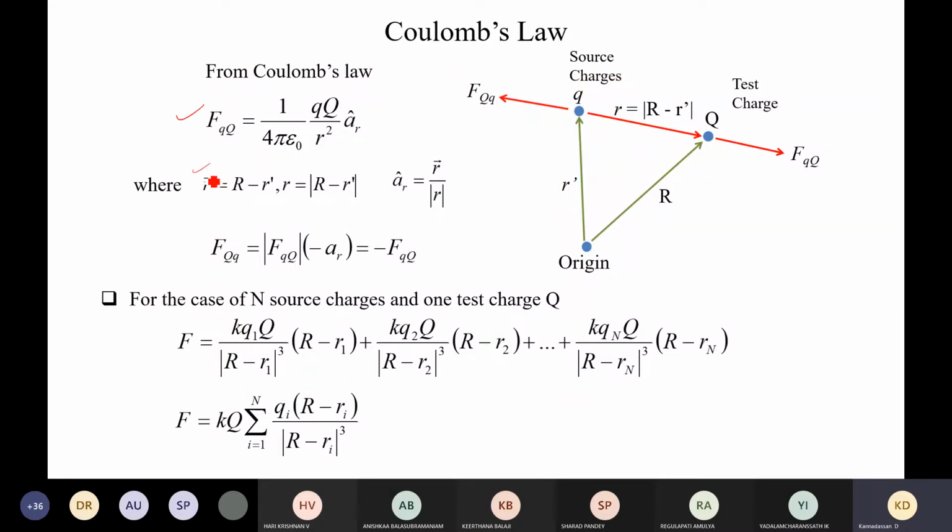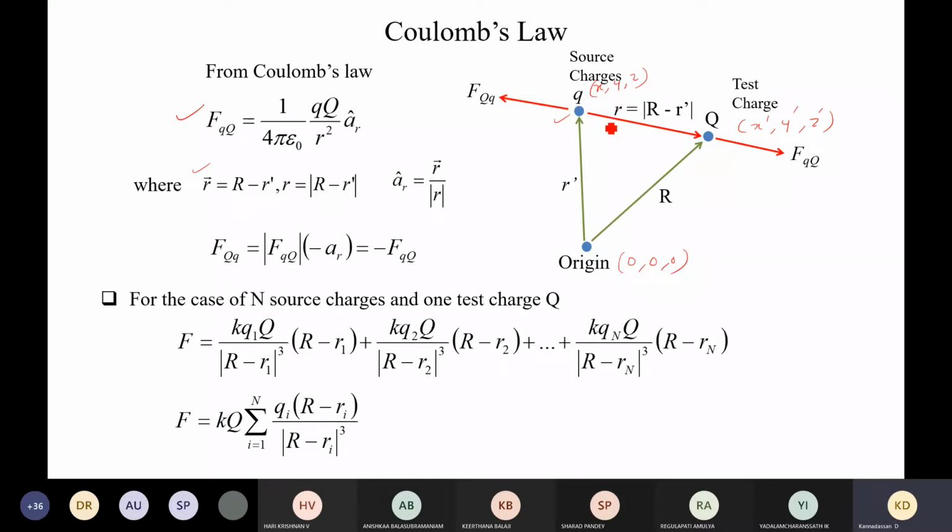And here the R vector is defined. When you draw this in a pictorial manner, you will understand it much more clearly. Assume that this is the origin of the coordinate system. If we take X, Y, Z axes, it is nothing but 0, 0, 0. One point charge is located at a particular point, let's say X, Y, Z, and the test charge is located at X dash, Y dash, Z dash. Now we have to calculate the force exerted upon the test charge by the source charge, which are separated by a distance of R.